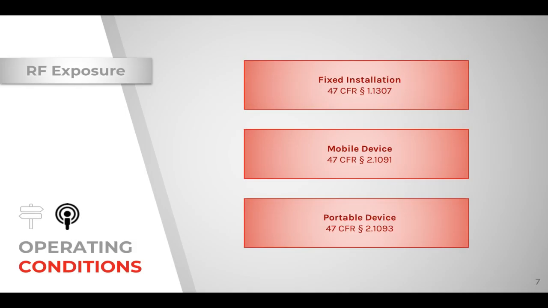Previously we touched on how the distance of the device from the human body greatly affects RF exposure calculations and measurements. Obviously, if a device is intended to be used much closer to your body, then you would receive more exposure versus if it was further from your body. So here are the different operating conditions. Fixed installation: this term means a device that is physically secured at one location and not easily able to be moved or transported to another location.